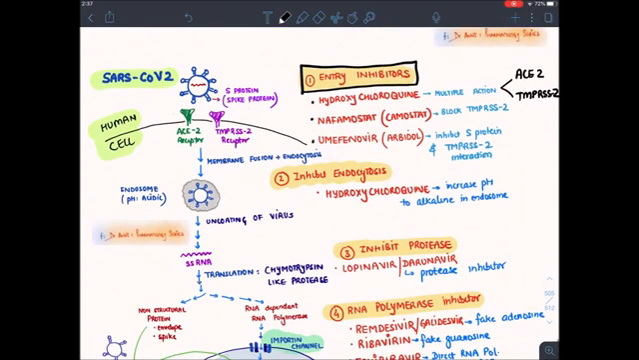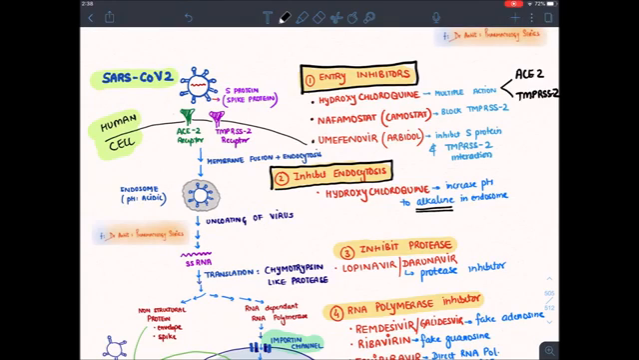Now when this virus has entered into the cell, we know it forms endosome, and endosome has which pH? Acidic pH. Again we will write hydroxychloroquine second time. Hydroxychloroquine rather increases the pH of endosome, it rather makes it alkaline. Hence endocytosis will not happen.